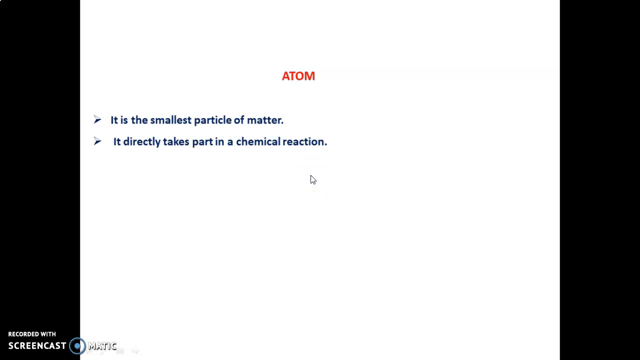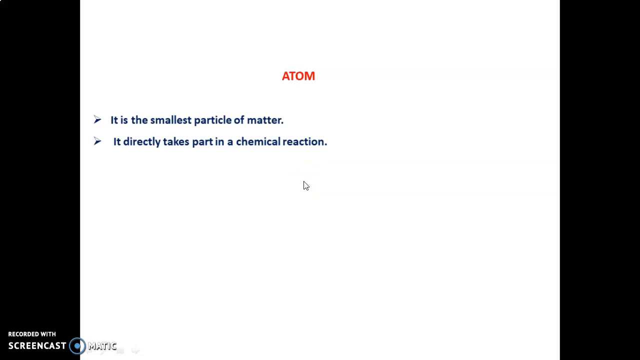H2 plus O2 gives 2H2O. In this reaction, the molecule does not actually take part in the chemical reaction, but we write H2. Before the chemical reaction takes place, the H2 molecule splits into atoms, because a molecule does not take part in a chemical reaction. Only atoms take part in a chemical reaction. Therefore, the molecule splits into atoms during the chemical reaction.